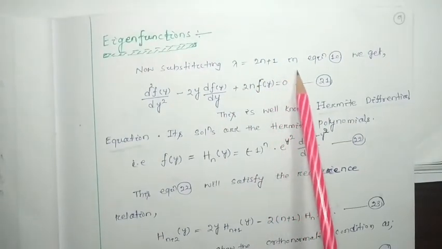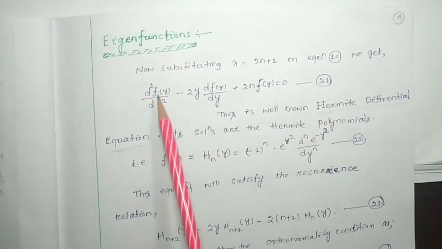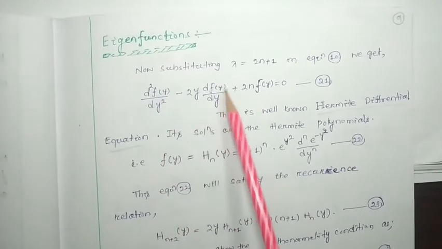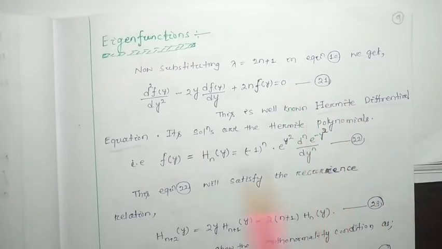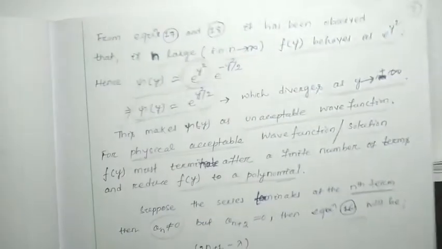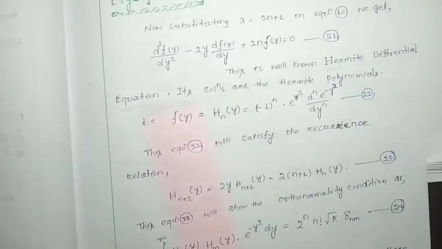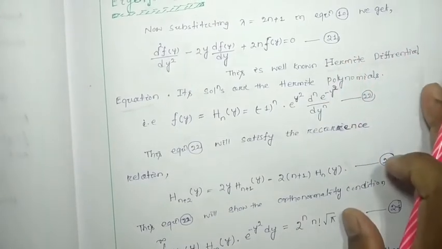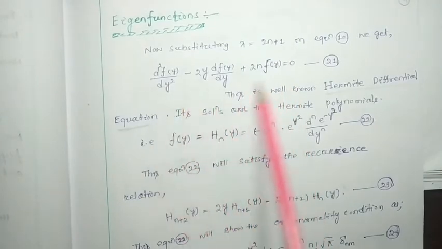Now when we put this in equation number 10, the equation will be modified as d square f of y by dy square minus 2y df by dy plus 2n f of y equal to 0. Let this be equation number 21. Our last equation number was 20, so this one is 21, as the topic is continuing. This is the well-known Hermite differential equation.